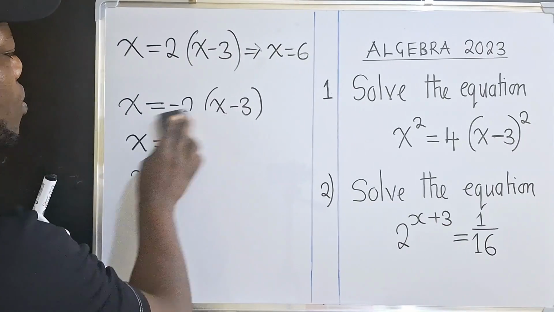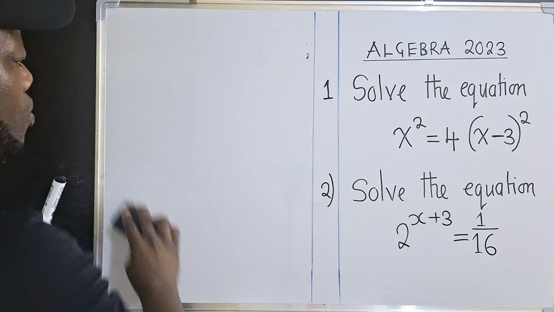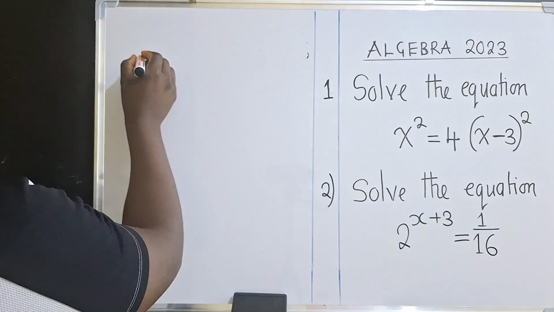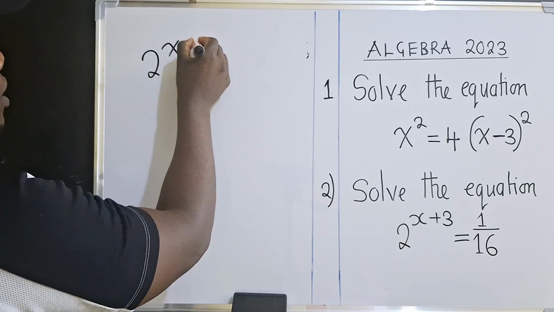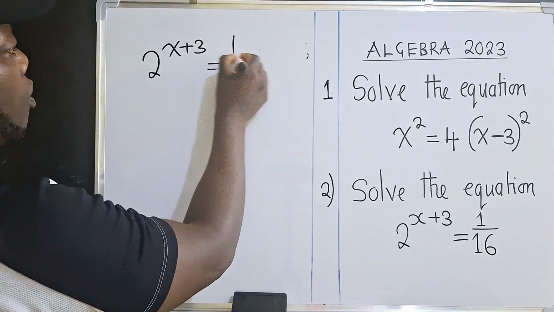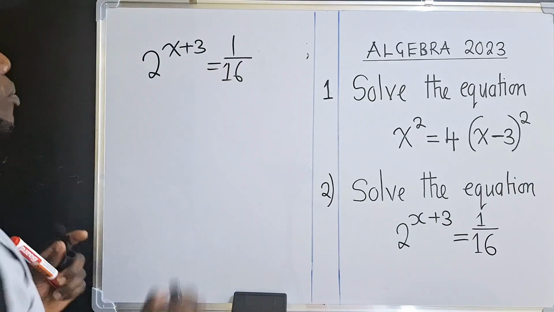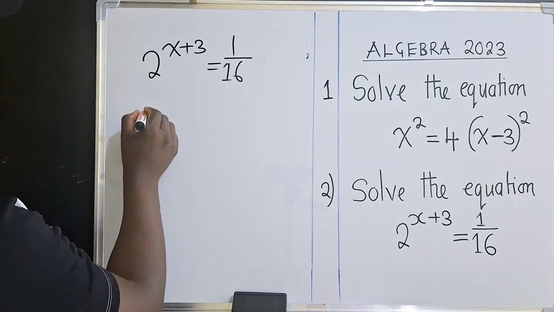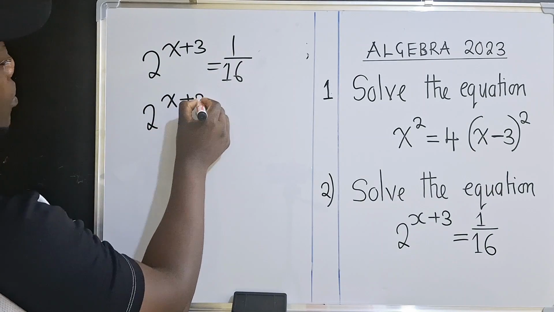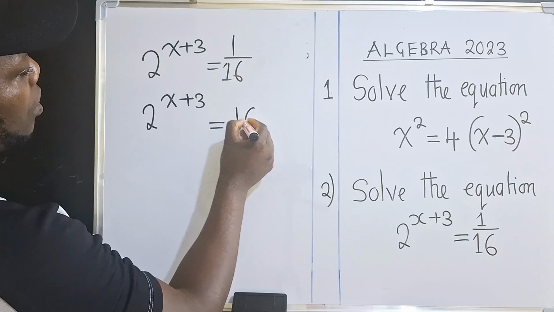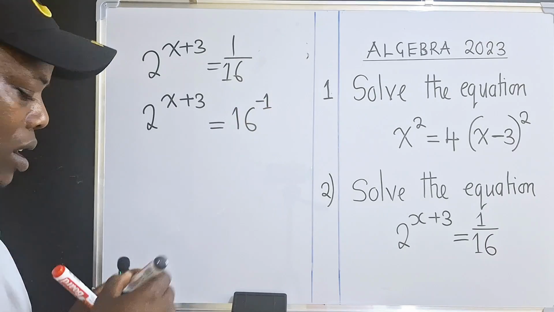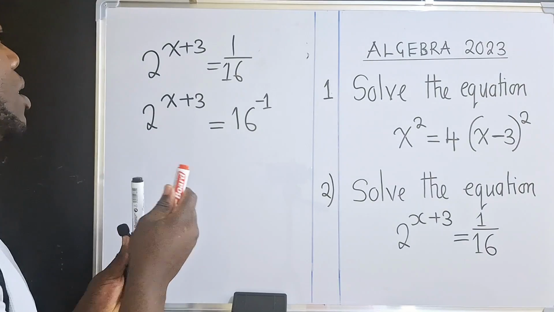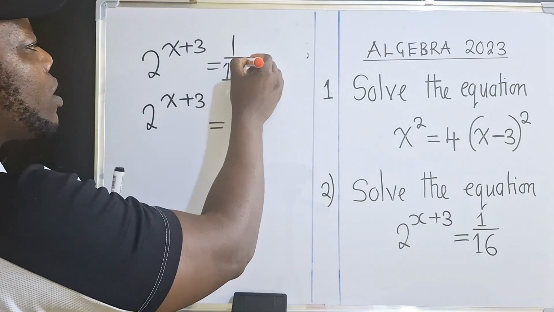So for question number 2, there's nothing that is complicated here. We've got 2^(x+3) = 1/16. So here, we are going to apply the laws of indices, where this will look like this. Look at this. It will be 16 to the power -1. You can see this power has changed to negative. We had the power 1 here. There is 16 power 1.